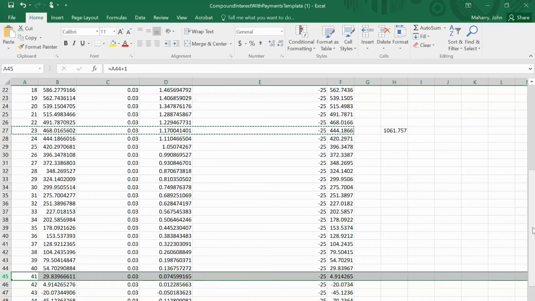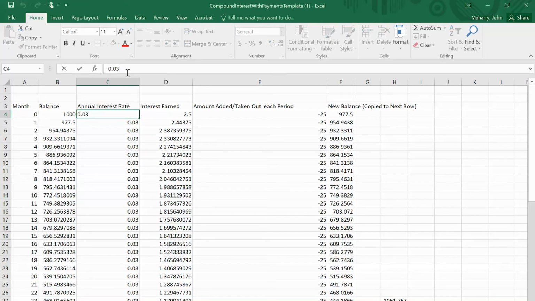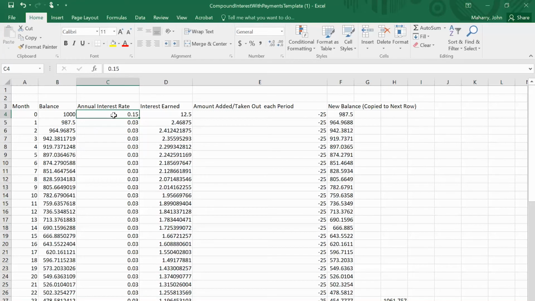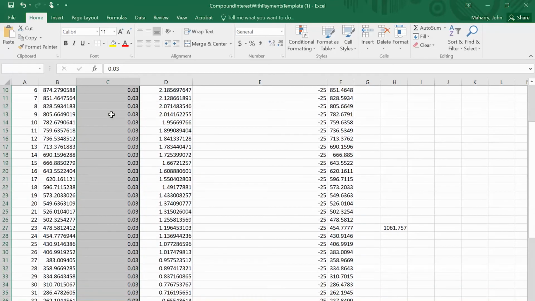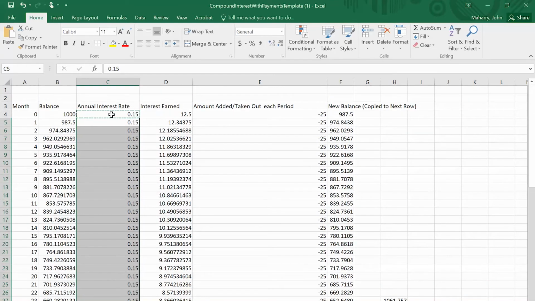And so in the homework, then it asks, how much difference is it if he has a 15% interest rate? So we can go back and change the annual rate to be 15% instead of 3. But you have to copy that down into the rest of the interest rates so that it stays forever. So copy that and paste it all the way down.